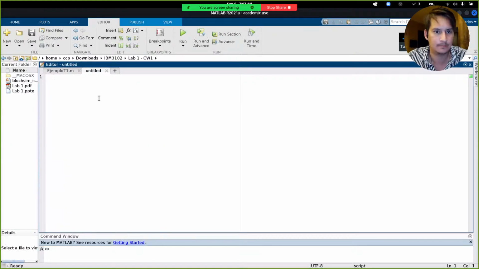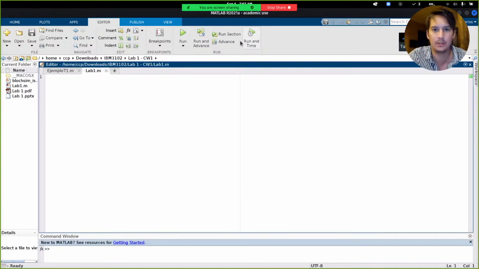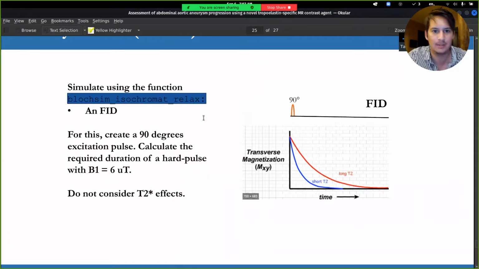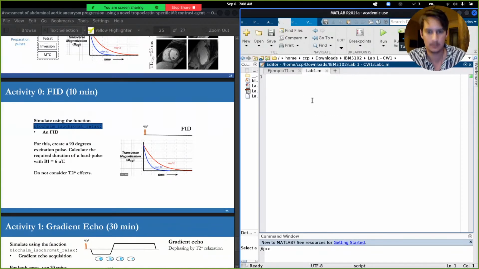So let's open MATLAB if you can, and go with me. This first activity is just to get you familiarized with the Bloch Isochromat relax function. Okay, so we have this.